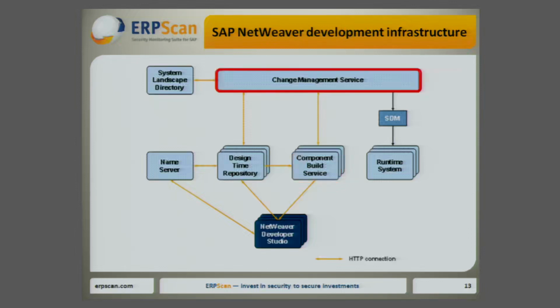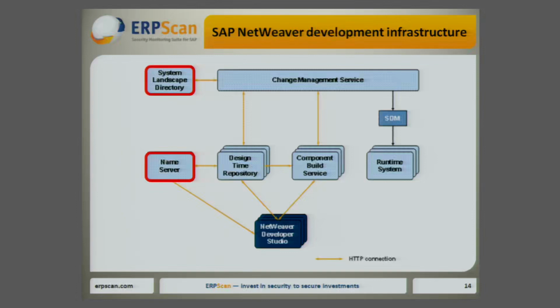Next, Change Management Service, or CMS, is used to maintain tracks and keep track of what version is developed on different servers in the landscape. In other words, creating a logical development system and software logistics for all development phases with automated deployment to the runtime system. And the whole infrastructure is connected with the SLD and SDM systems and tools.